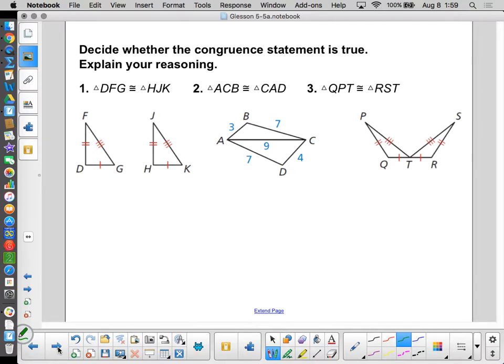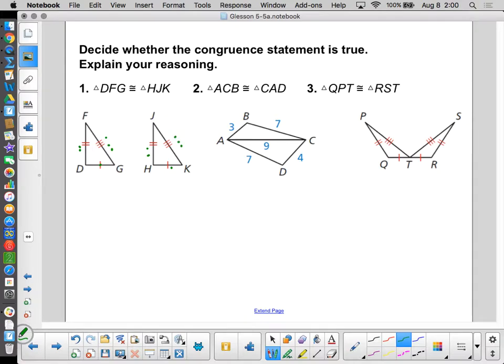Do I have correct congruence statements in these pictures? So a couple things I have to analyze as I'm answering yes or no to these types of questions. First off, do I have sufficient information for one of my shortcuts? So far, are side, side, side, and side angle side. And second, is the statement in the correct corresponding order? So let's look. It says DFG and HJK. Well, first I look, and DFG and HJK, yes, I have side, side, side. So yes, I am okay.